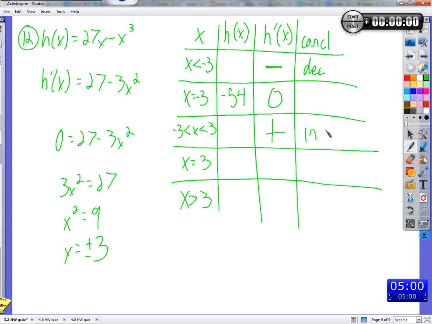Oh, so it's increasing, so it goes from decreasing to increasing. So we know it's a minimum. So it's a minimum. It's a relative minimum. It's at least a relative minimum. Yeah.